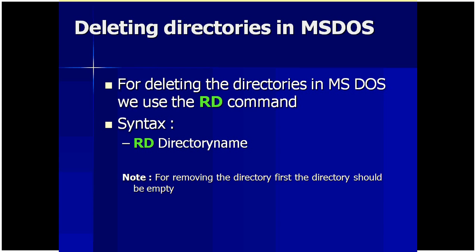If you want to delete or remove a directory in MS-DOS, then the command is rd, remove directory, and the directory name. But the important point is that to remove a directory, first the directory should be empty. Then the command is rd and the directory name.